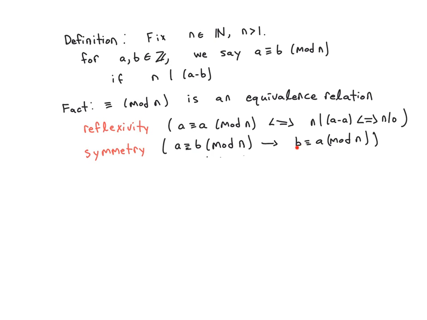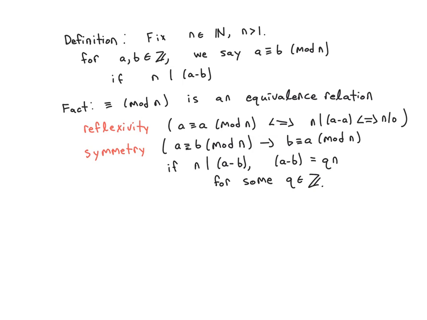And what does it mean for b to be congruent to a modulo n? Well, we need to show that n divides b minus a. So we have n divides a minus b, and we need to show that n divides b minus a. That's the step we need to show. If we can show that, then we've shown that this symmetry property holds.